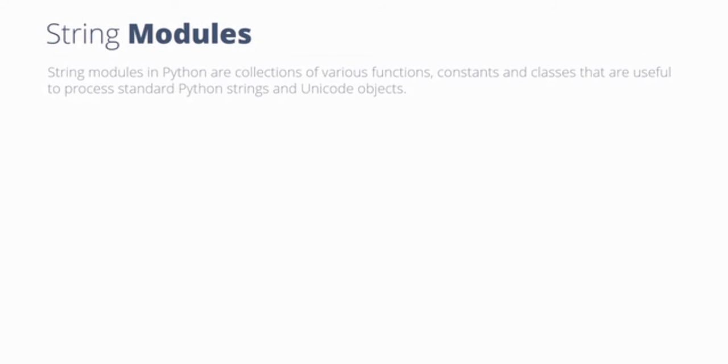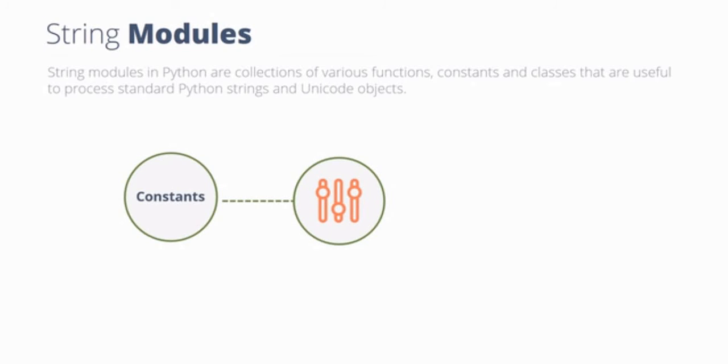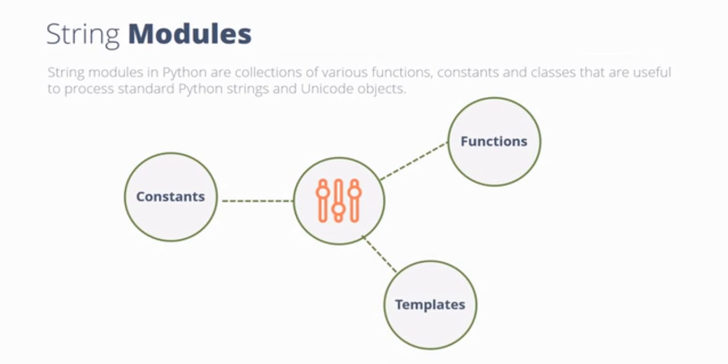String modules in Python are collections of various functions, constants, and classes that are useful to process standard Python strings and Unicode objects. There are various string modules. They are as follows: constants, functions, templates.